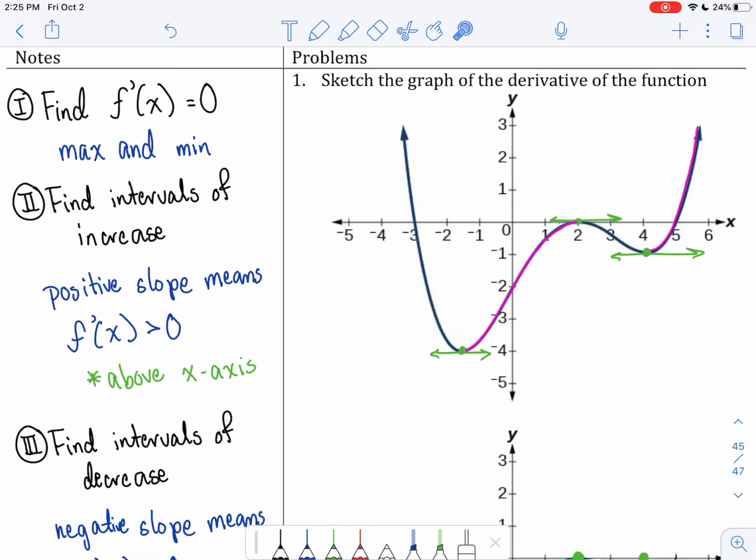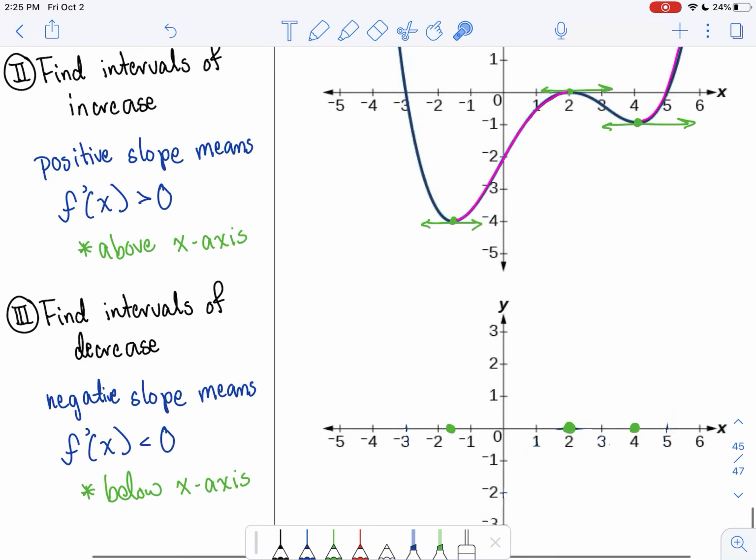Now, positive slope means that the derivative is positive. And positive just means it's going to be above the x-axis, right? These are all of our positive f of x values. So everything has to be positive from here to here, and then it's going to become negative. So if I have to go from this 0 to 2, and I have to be positive, that just means that we're going to go up here and back down.